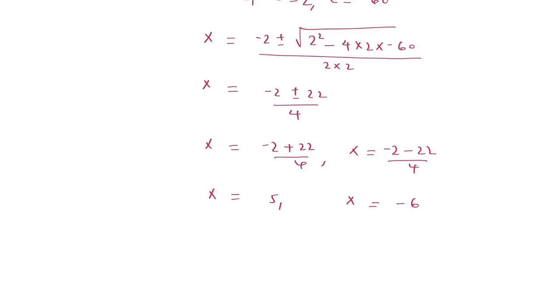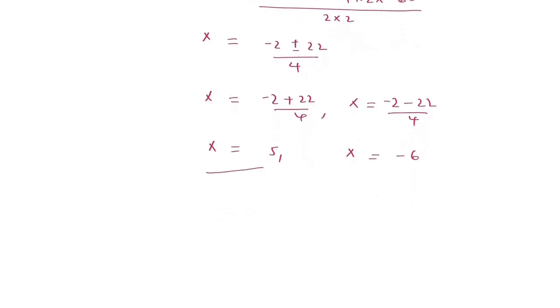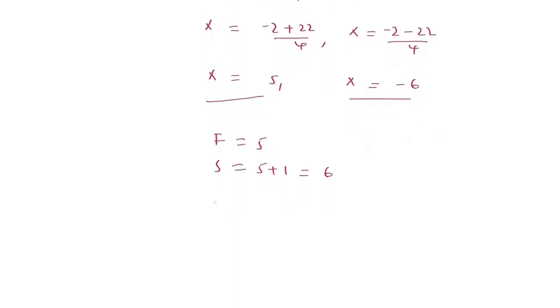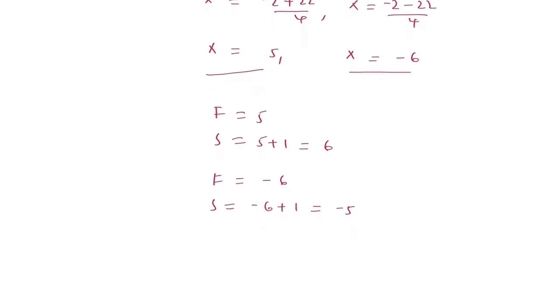Okay, so now let us consider when x equals 5. Then our first number is 5 and our second number is 5 plus 1, which equals 6. And also, when x equals negative 6, our first number is negative 6 and our second number is negative 6 plus 1, which equals negative 5. Therefore, the numbers are 5 and 6, or negative 6 and negative 5.